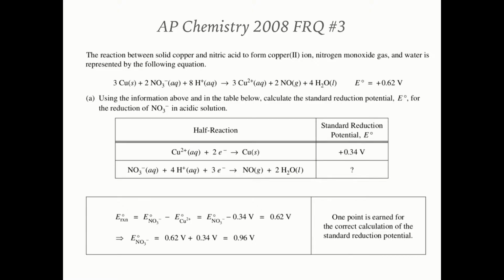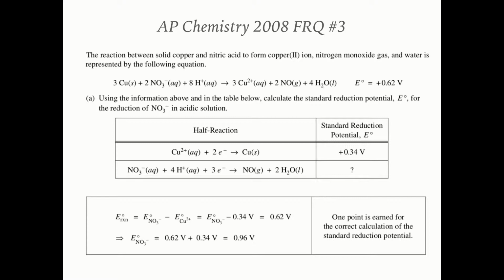Through and explain free response number 3 from the 2008 AP Chemistry exam. So for A, to begin with, it tells you that you have that reaction. And it says, using the information above and in the table below, calculate the standard reduction potential for the reduction of NO3 minus in acidic solution. So the hardest part about this question is realizing I've got two half reactions.